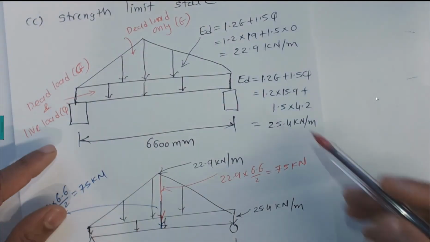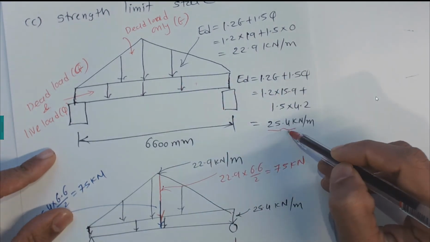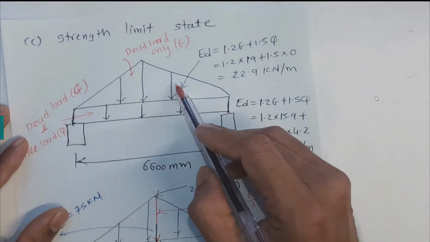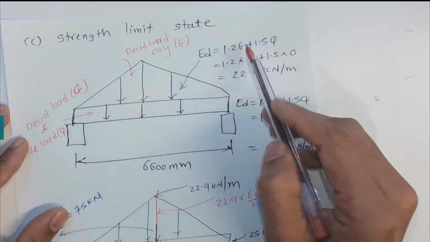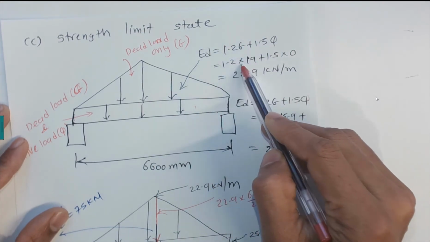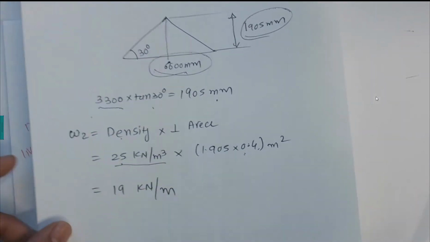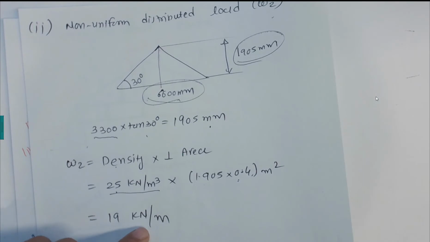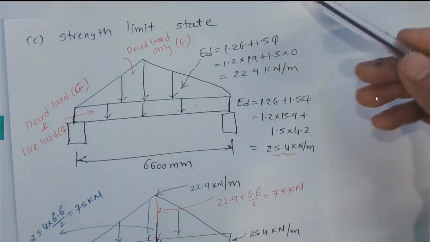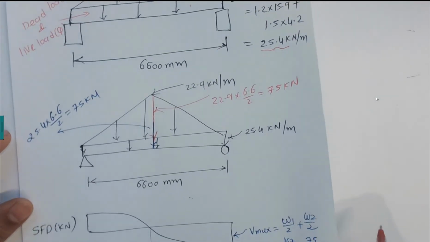So we substitute those values. We found that this has a magnitude of 25.4 kilonewton per meter. Now this portion does not have a live load, only the dead load, which is 1.2 times 19, and the 19 we calculated in the previous video for the non-uniform loading, 19 kilonewton per meter. So that gives 22.9.